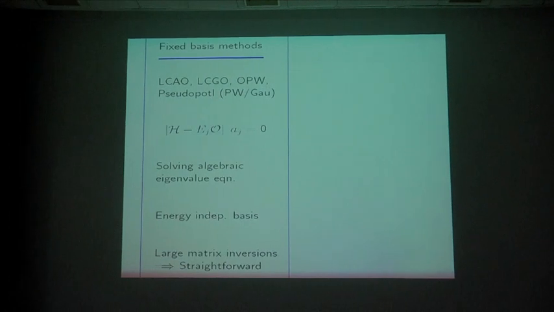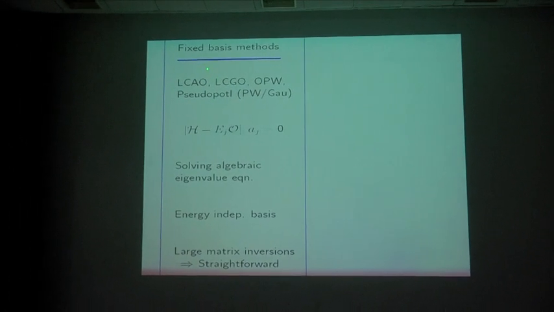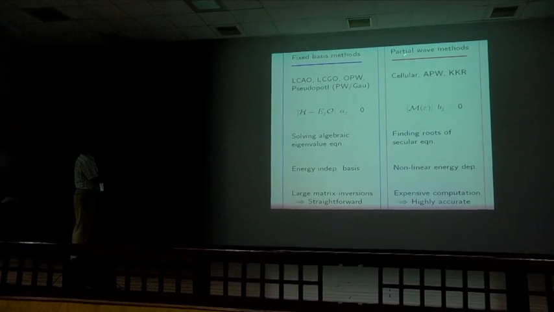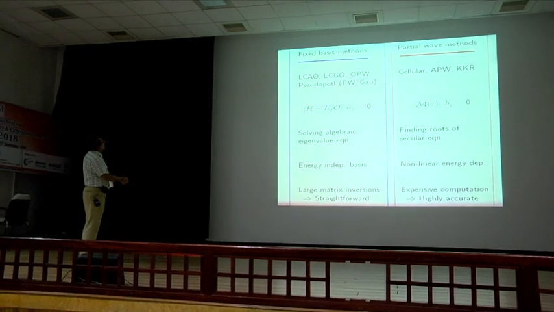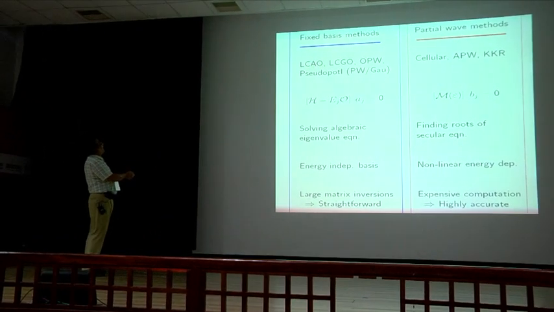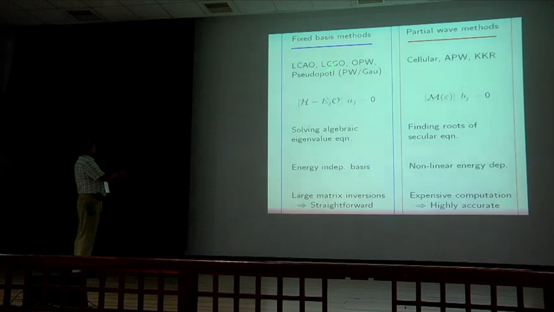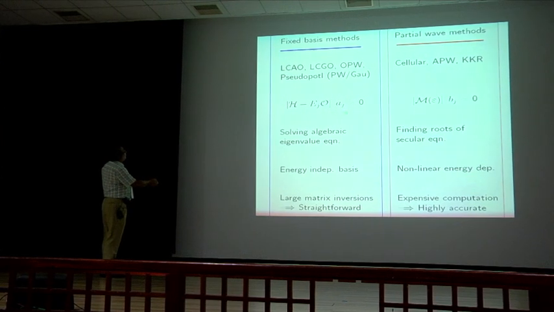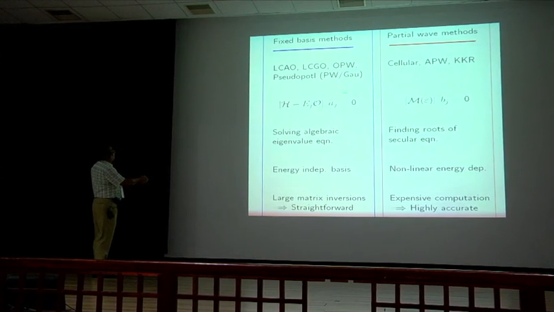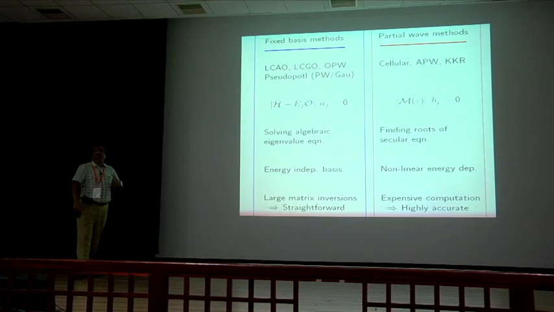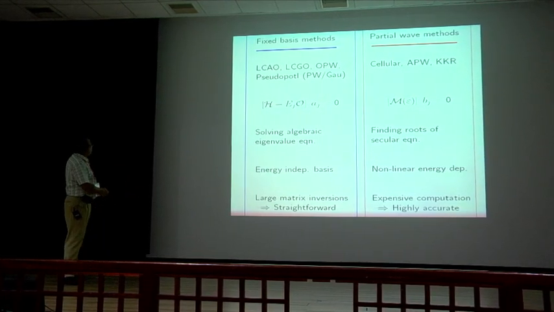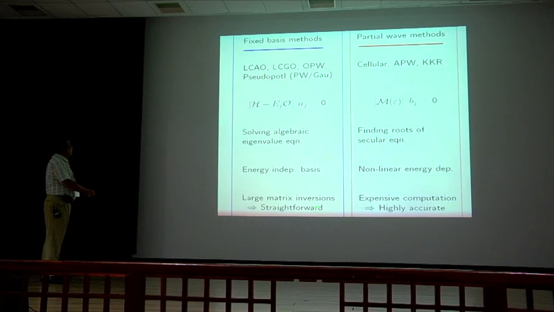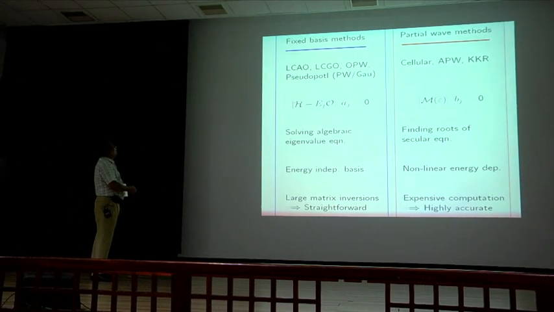So we have already seen the fixed basis methods, vis-a-vis what I am going to talk about, the partial wave method. So far you came to know about the LCAO, the linear combination of atomic orbitals, or Gaussian orbitals, or OPW or pseudo-potential, whatever, where you are basically solving this kind of a secular equation, an algebraic eigenvalue equation. Here the basis is energy independent, and you need a large matrix inversion, particularly in an LCAO kind of approach.